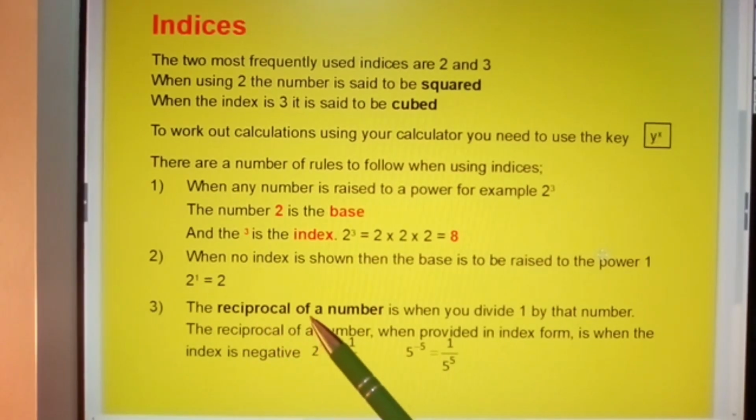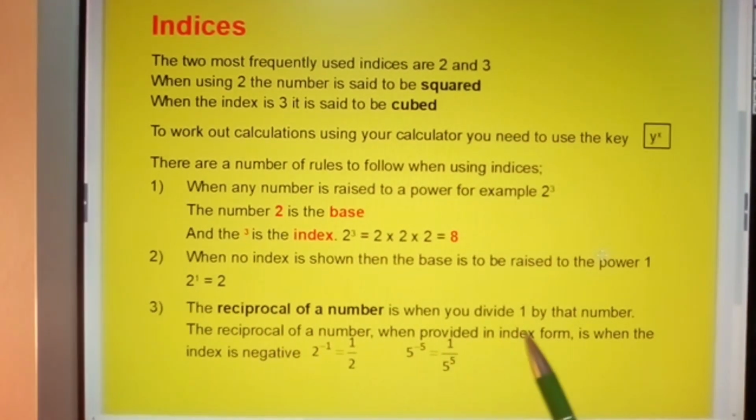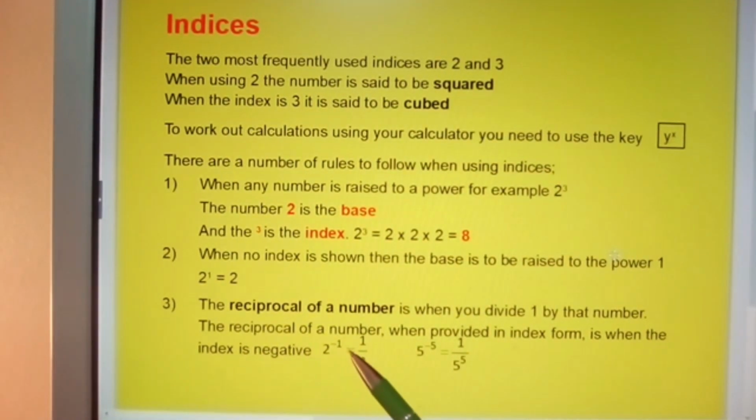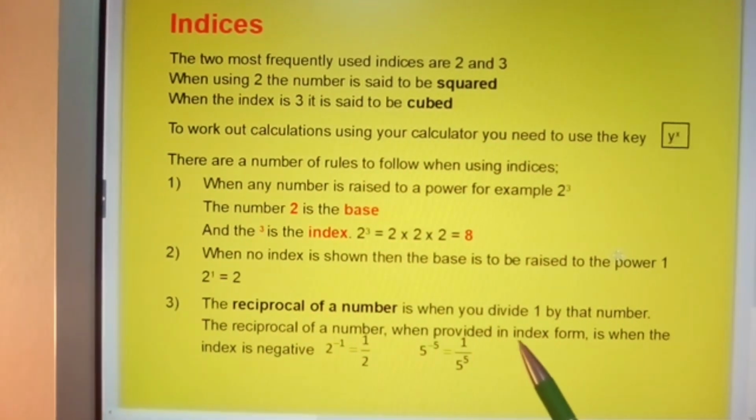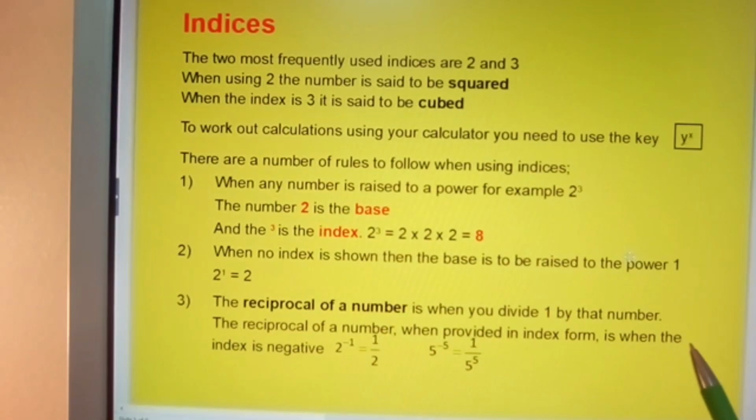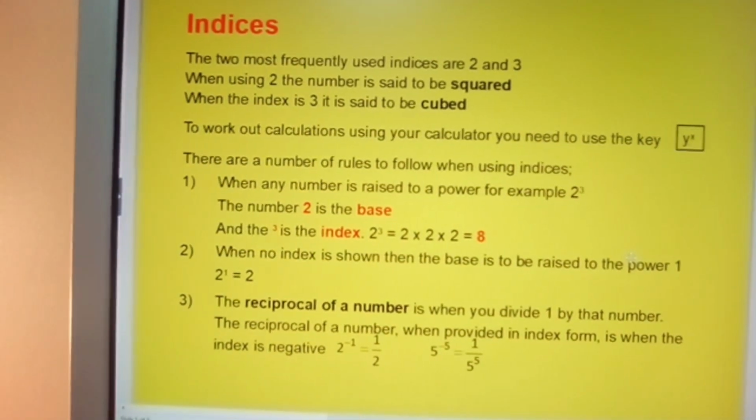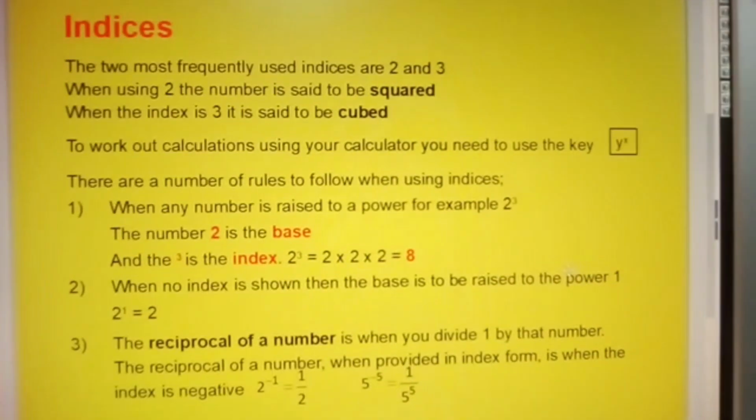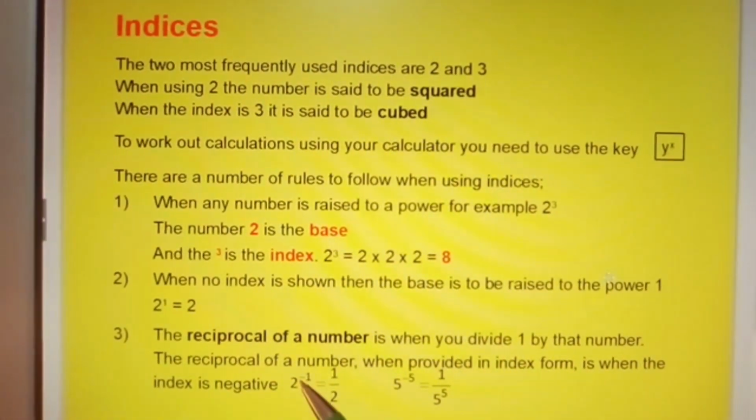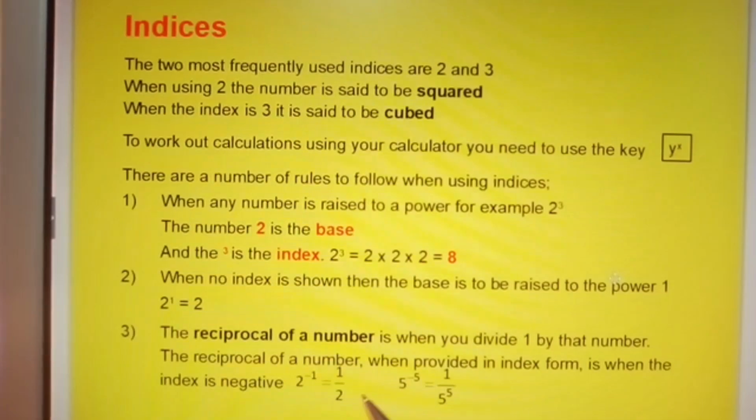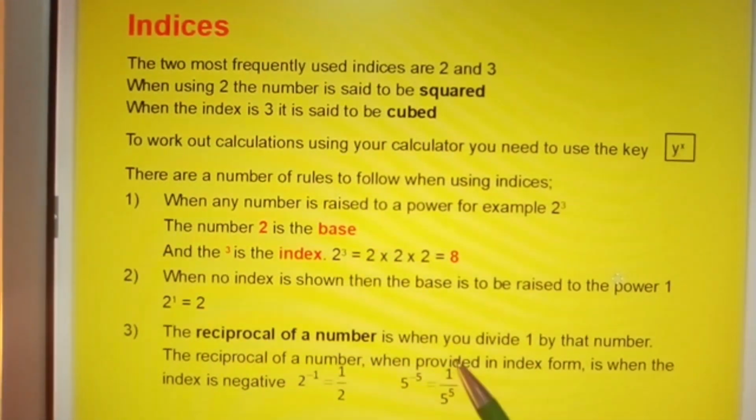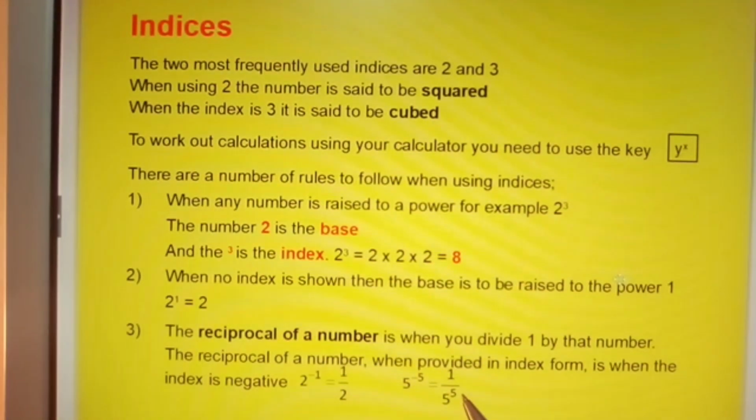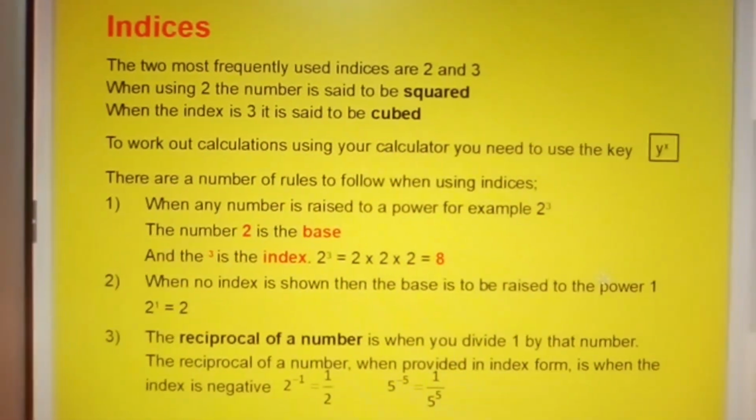The reciprocal of a number is when you divide 1 by that number. Okay? The reciprocal of a number when provided in index form is when the index is negative. And here we have the index where it is 2 to the minus 1, that will equal 1 over 2. 5 to the minus 5, that will be equal to 1 over 5 to the 5. Okay.